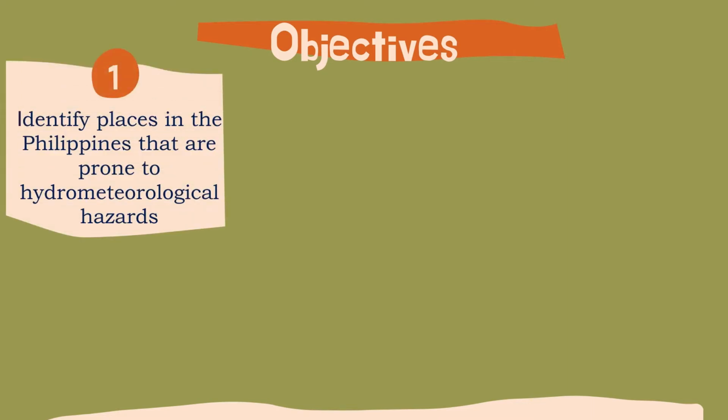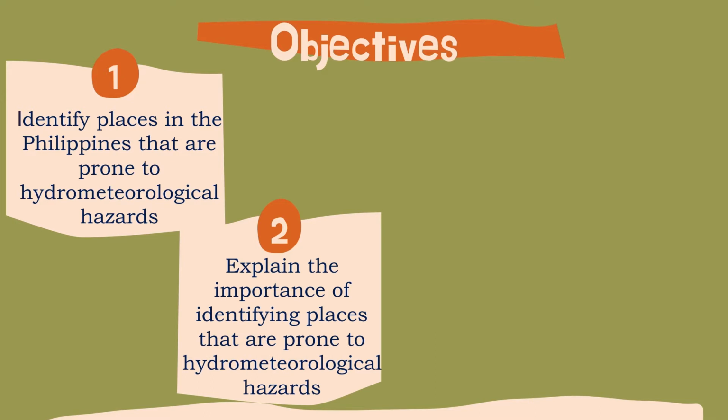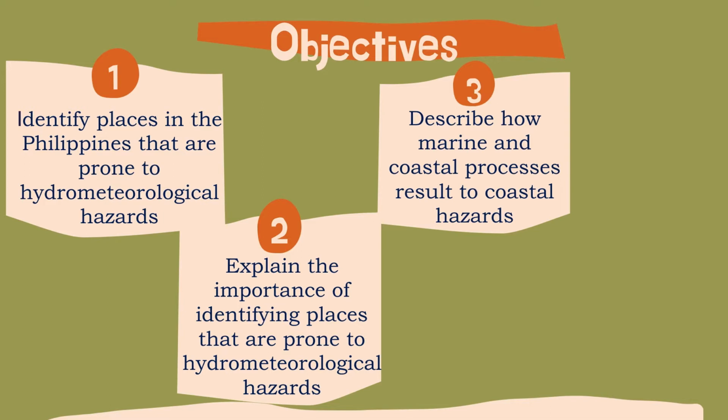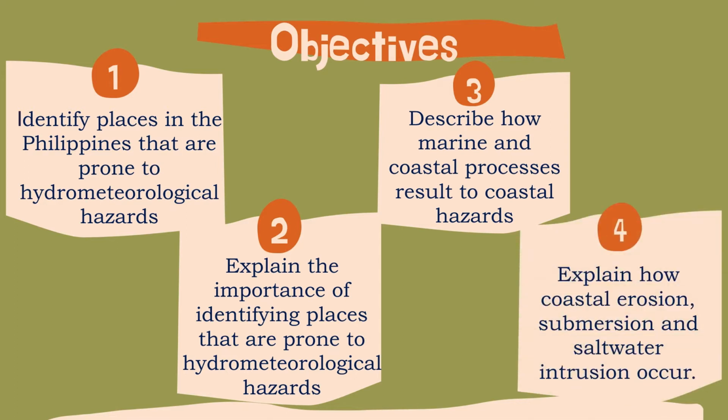First, identify places in the Philippines that are prone to hydrometeorological hazards. Second, explain the importance of identifying places that are prone to hydrometeorological hazards. Third, describe how marine and coastal processes result to coastal hazards. And the fourth one is explain how coastal erosion, submersion, and salt water intrusion occur.